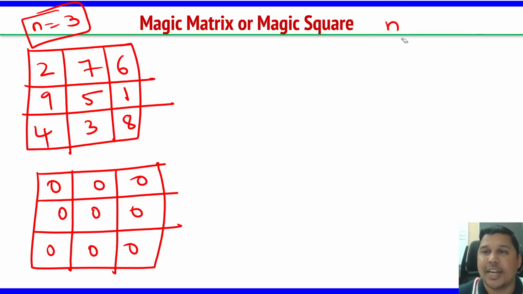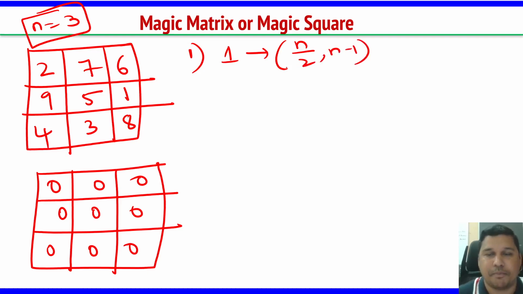Now what are the rules? Let me write the rules here. The first rule is that number 1 should appear at index n by 2 comma n minus 1. Okay, I will write down the rules here. First rule: the first number should be placed at n by 2 comma n minus 1.